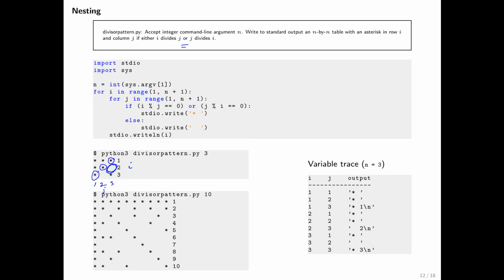And here is the output for n equals 10. So you get a 10 by 10 table, and each cell is either a star or a space. And it's a star when I evenly divides J or J evenly divides I, and it's a space when that's not the case. Okay. So now let's look at the program itself.